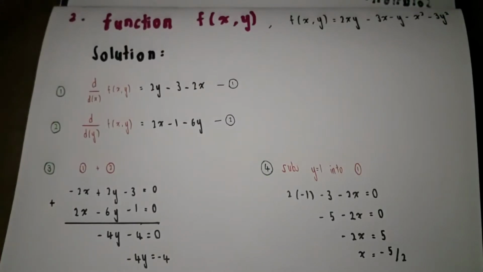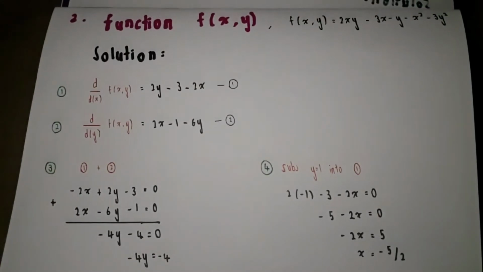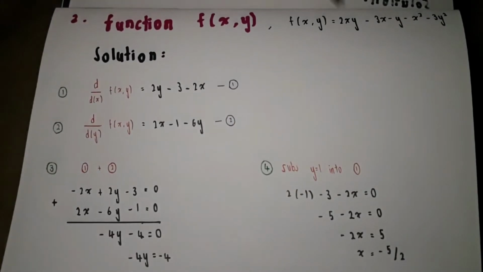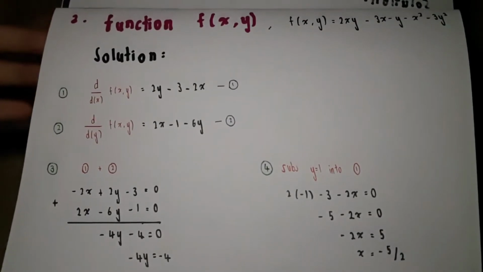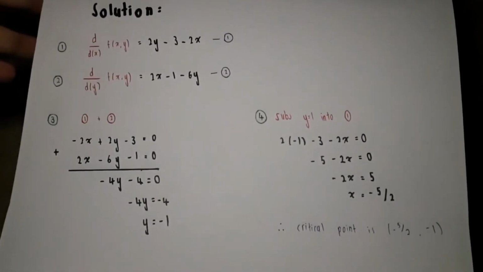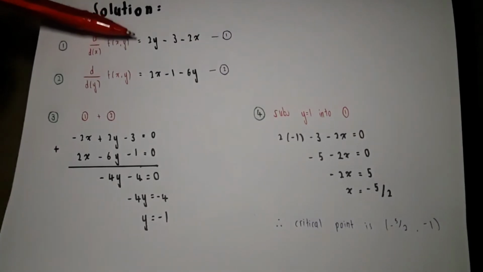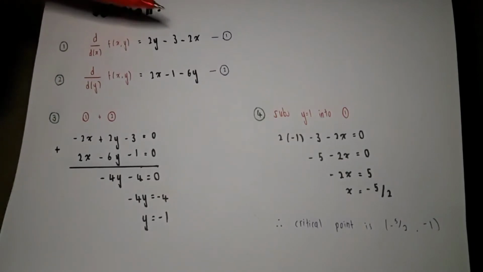For the second type, function f(x,y), which means it has two variables x and y. f(x,y) equal to 2xy minus 3x minus y minus x squared minus 3y squared. So there are four steps. The first one, we need to do partial differentiation for x, d over dx. We get 2y minus 3 minus 2x.